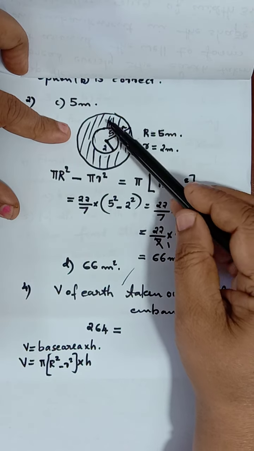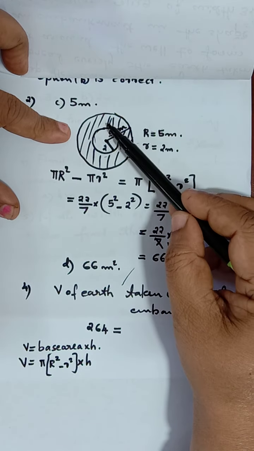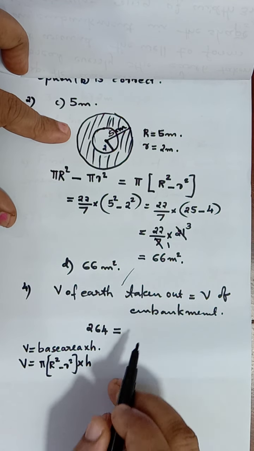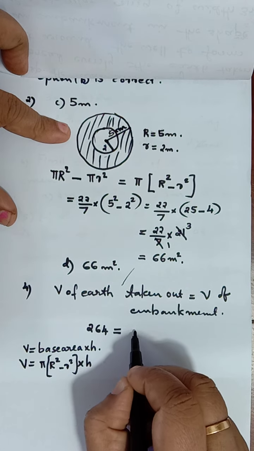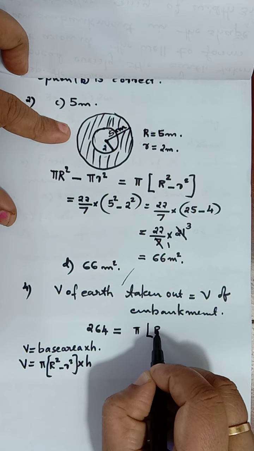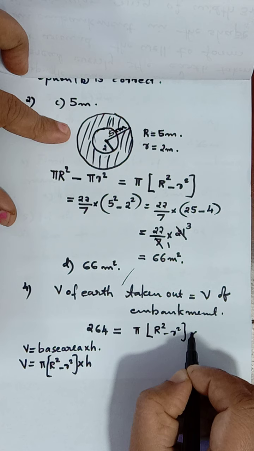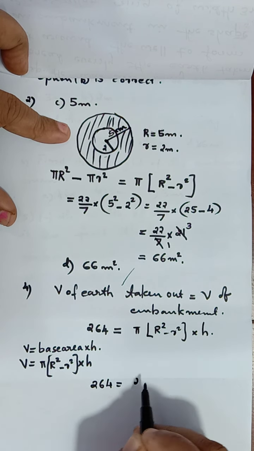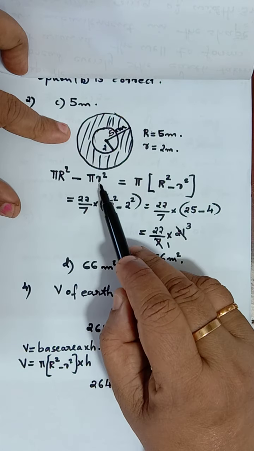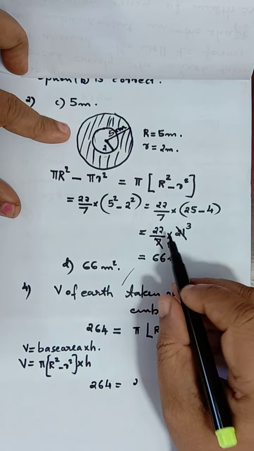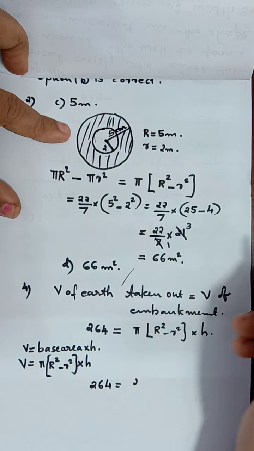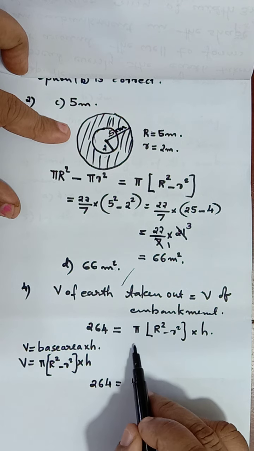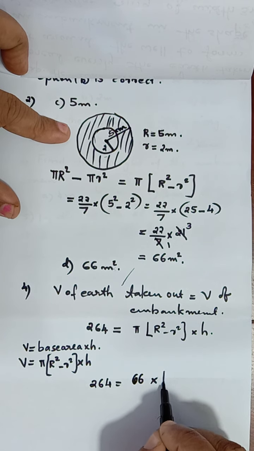Volume of embankment is base area into height. Base area is a circular area, it is a ring structure. Therefore, it is pi into R square minus r square into h. So we have the value 264 is equal to pi R square minus pi r square, or the area of the ring we found out, that is equal to 66 meter square. This is the area of the ring into height.